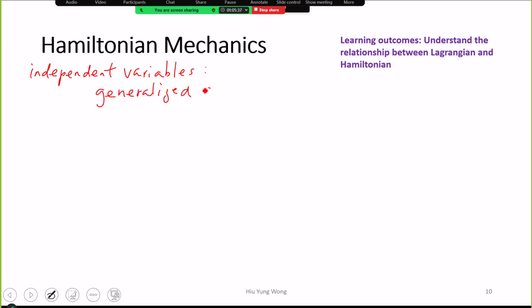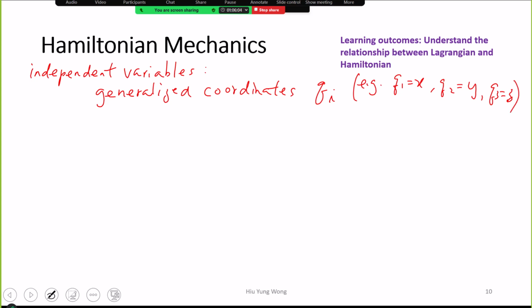In case you forgot, maybe q1 equals x, q2 equals y, q3 equals z, right? But its other independent variable is not the velocity but the momentum, which we just discussed, pi, no longer q dot i. Okay, that's the first thing.